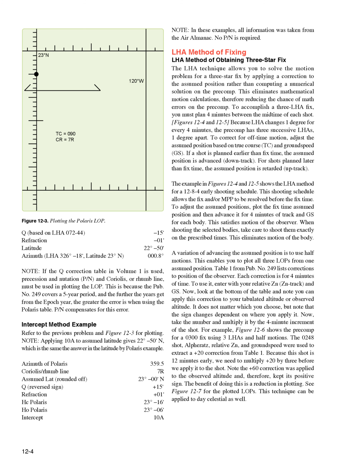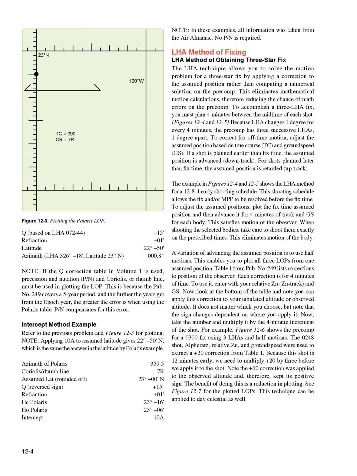A variation of advancing the assumed position is to use half motions. This enables you to plot all 3 LOPs from one assumed position. Table 1 from Pub. No. 249 lists corrections to position of the observer. Each correction is for 4 minutes of time. To use it, enter with your relative ZN, track, and Gs. Now, look at the bottom of the table and note you can apply this correction to your tabulated altitude or observed altitude. It does not matter which you choose, but note that the sign changes depending on where you apply it. Now, take the number and multiply it by the 4-minute increment of the shot.